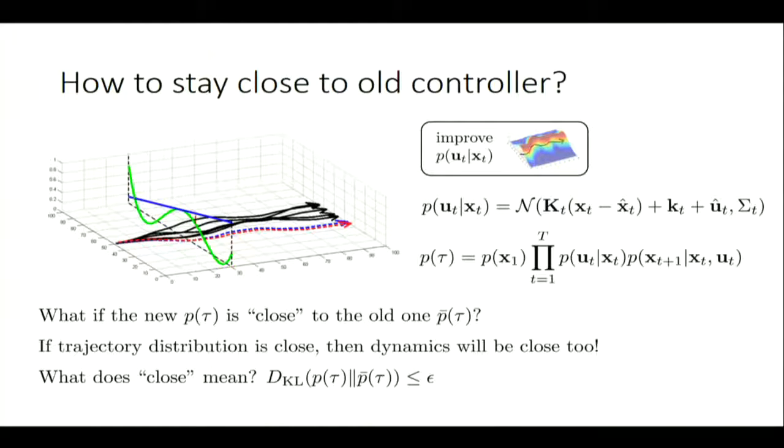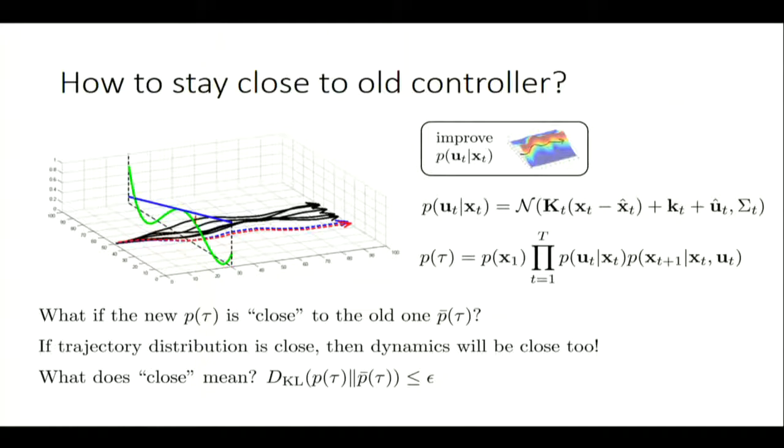So we can use KL divergence, and we can just say, let's optimize a new linear Gaussian controller, but in such a way that the KL divergence between the trajectory distributions of the new controller and the old one is bounded by some step size epsilon. And this is called a trust region.